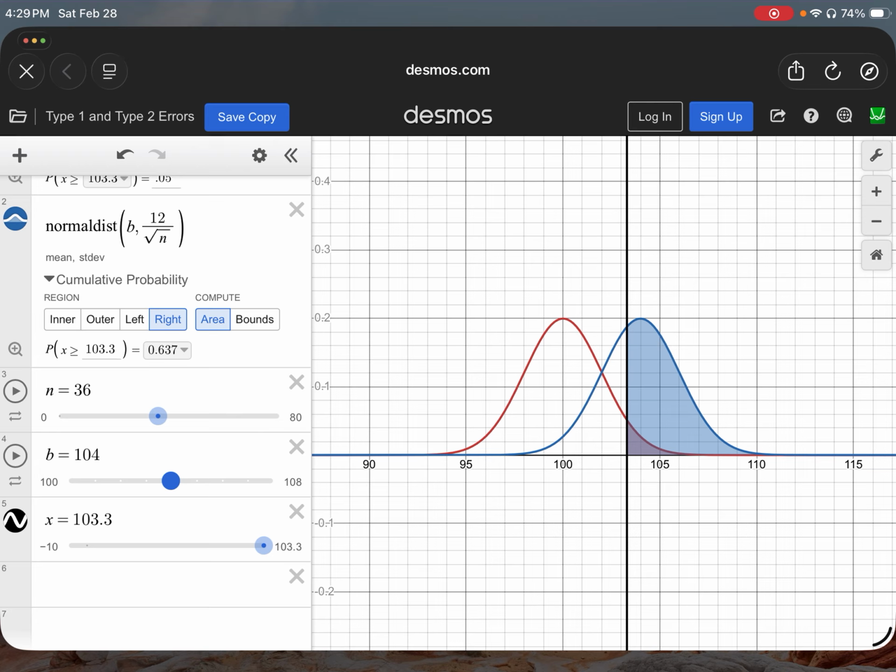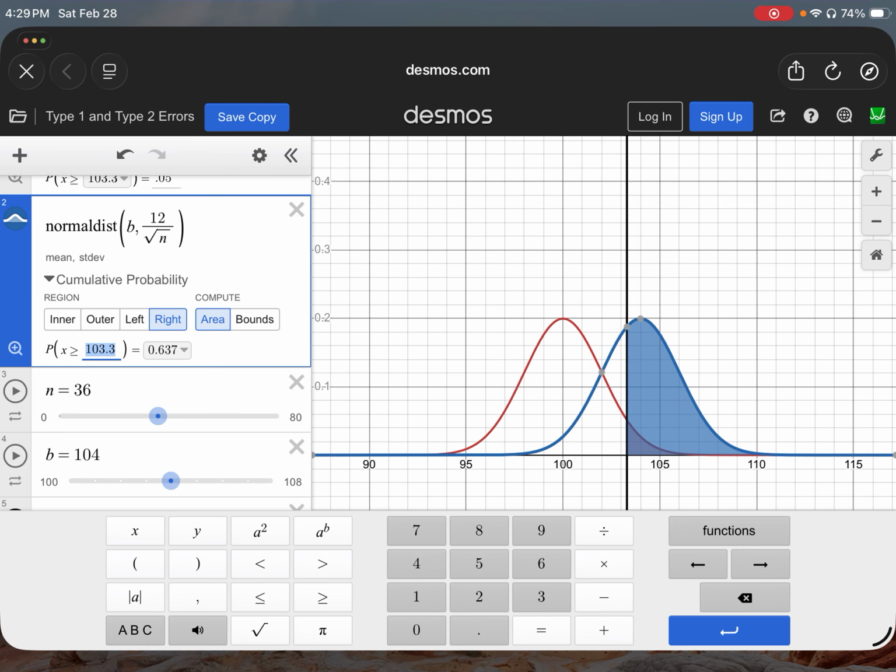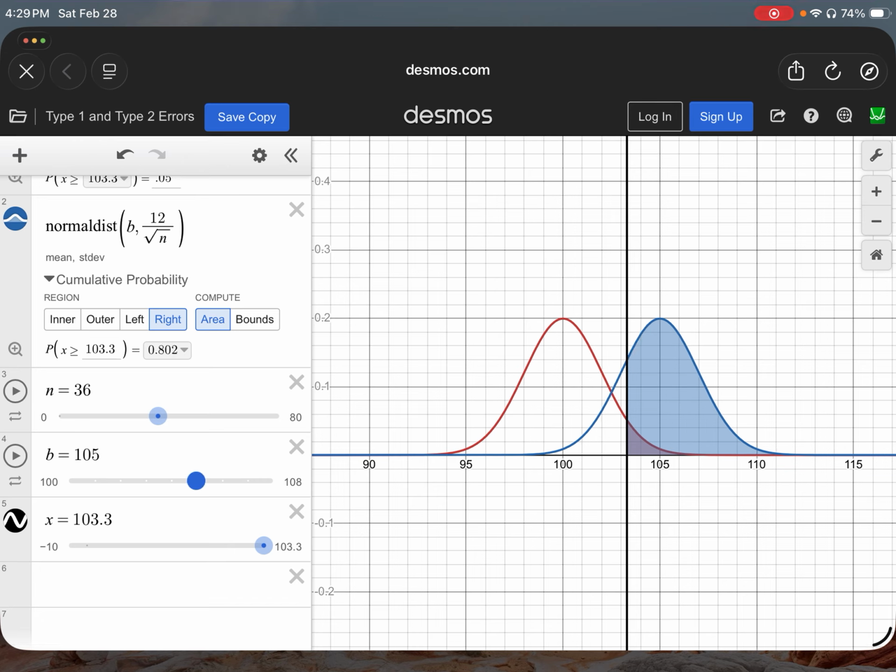This is a great picture of what's happening to the power. This right here, right now, is the power. If I go to 105, the power went up to 80. If I go to 106, it goes up to 91. So this makes sense, right? The further the reality is from the null, you're much more likely to reject the null. So this makes a lot of sense, okay?